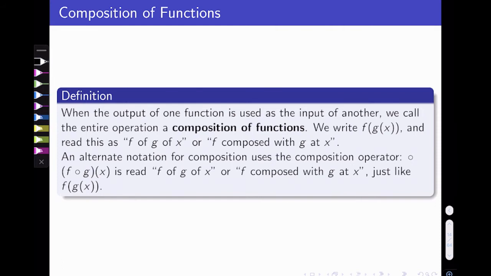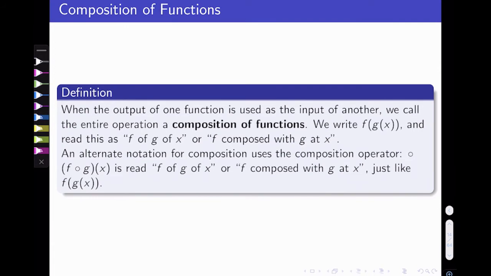An alternate notation for composition uses the composition operator, an open circle, and we read it f of g of x as well, or f composed with g of x. The order is important. Whatever function comes second will be the inside of the function.